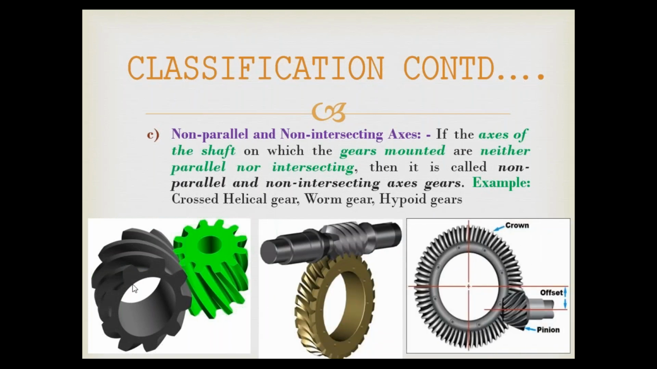You can observe for this gear, the axis will be like this, whereas for this one, axis will be like this. So both the axes are neither parallel nor intersecting. So it is a non-parallel and non-intersecting axis type of gears.